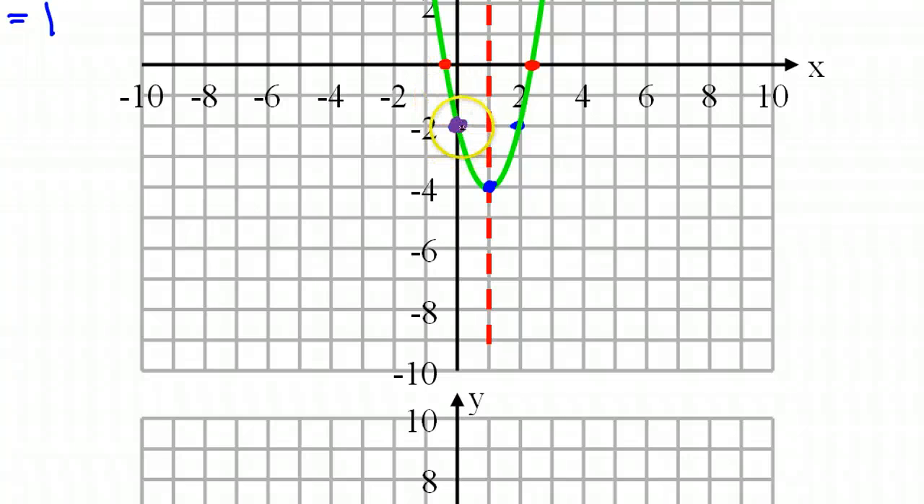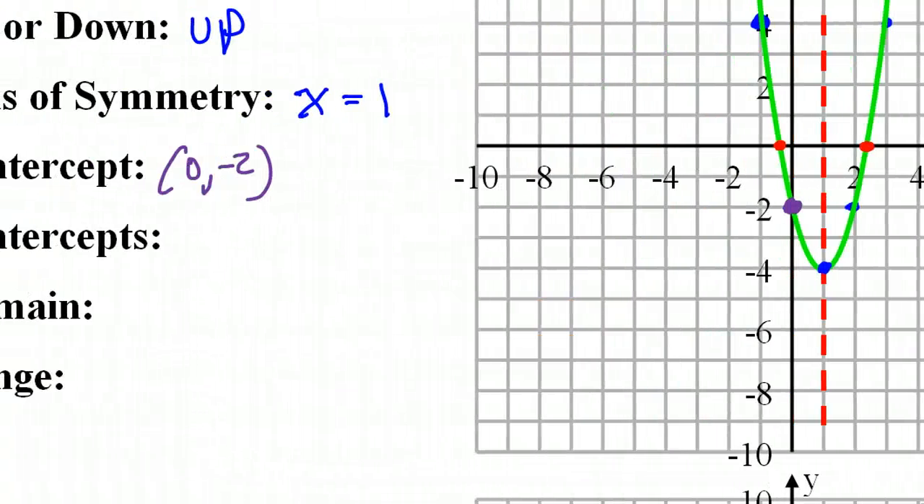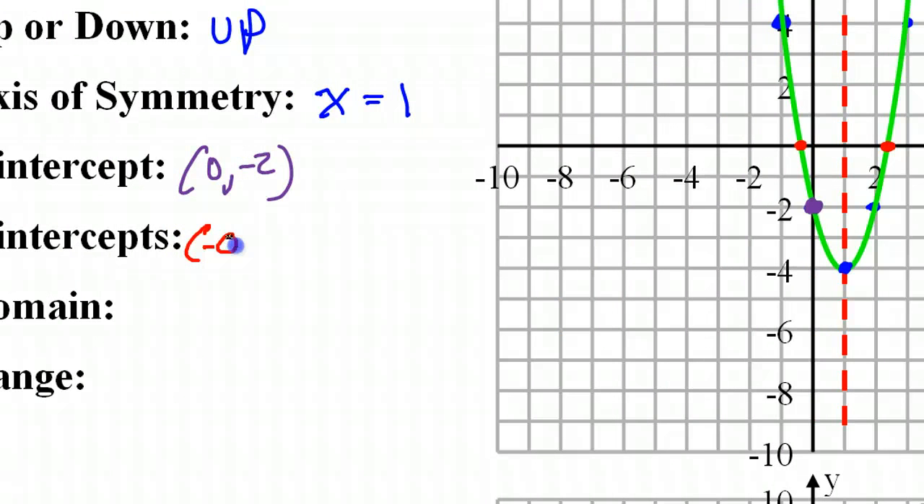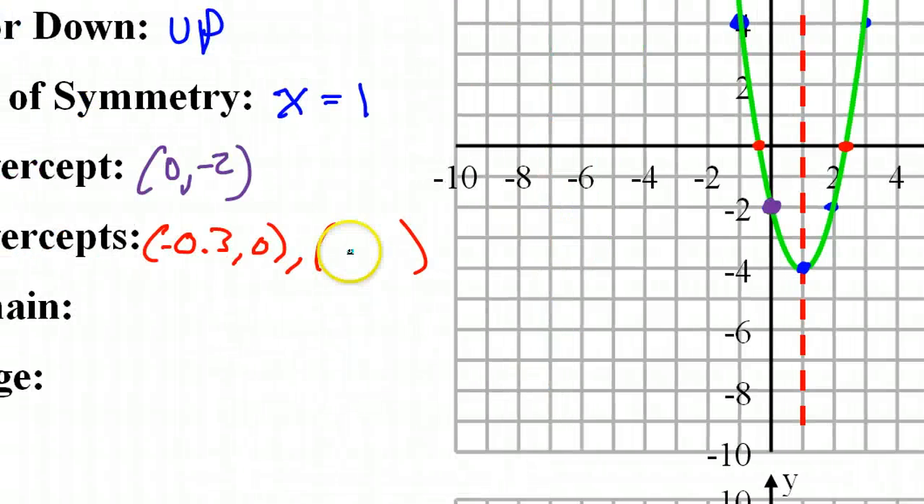I'm going to accept a range of values here, but I would not accept 0 because we already know the point that's at 0 is at -2, and I would not accept -1 either because we already have a point there. But pretty much anything between 0 and -1 I would accept. But to me this looks like about -0.3. So we have one of them at -0.3, 0. And now the other one is a little bit to the right of 2. So I'm going to say 2.3, 0.